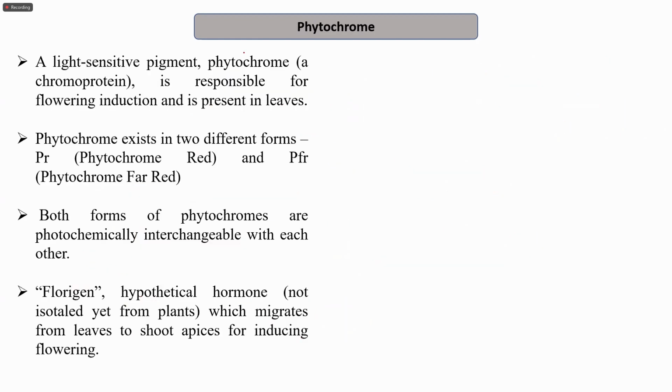So what is responsible for this is the phytochrome. So these are the receptors that are present, or the pigments which are responsible for this. A light sensitive pigment, which is a phytochrome, which is a chromoprotein, is responsible for flowering induction, and it is present in leaves. This is important. It is present in leaves.